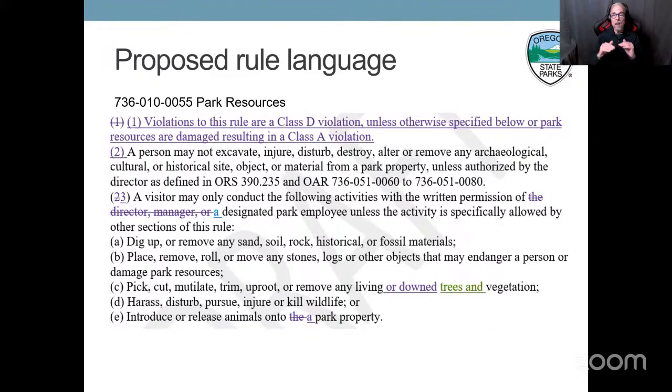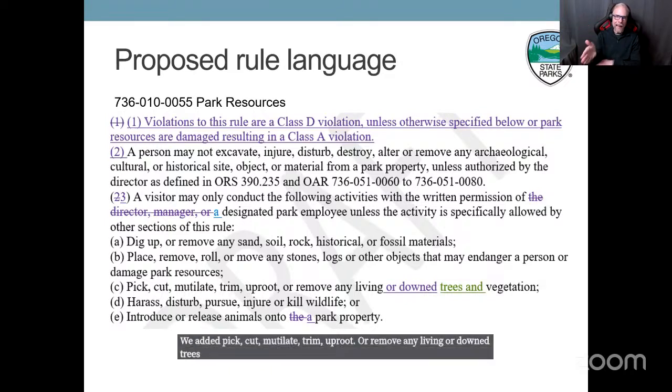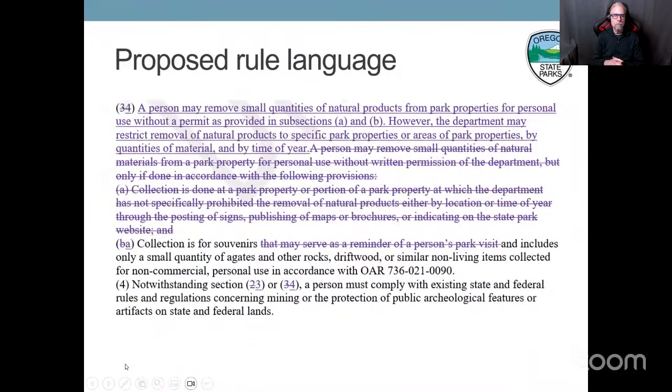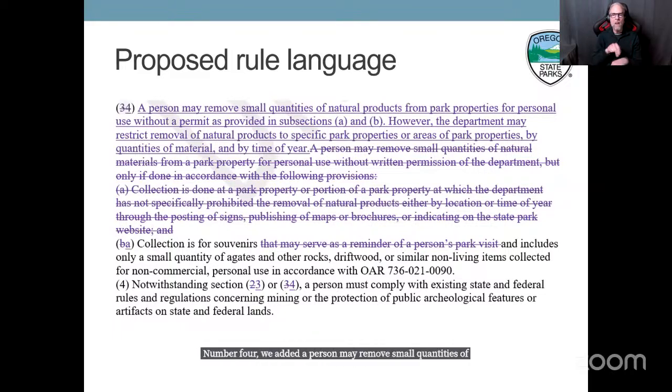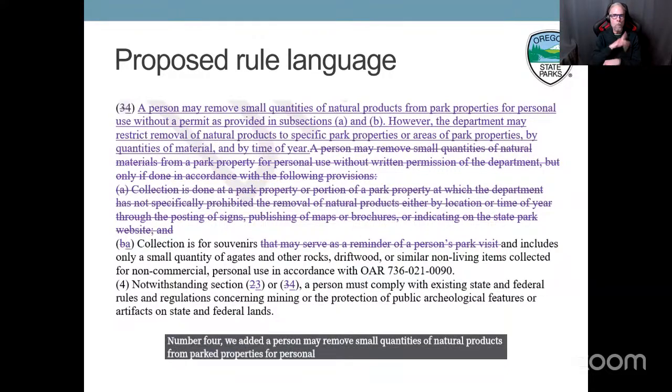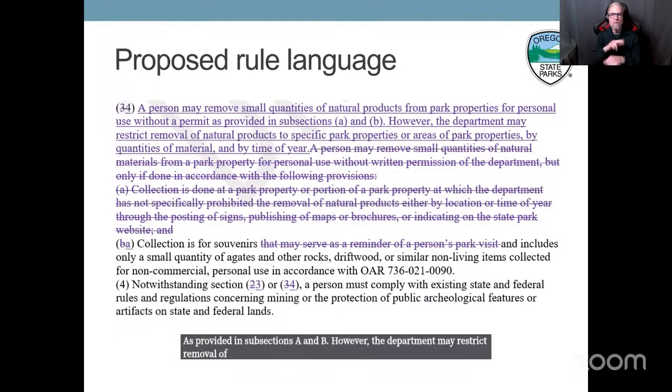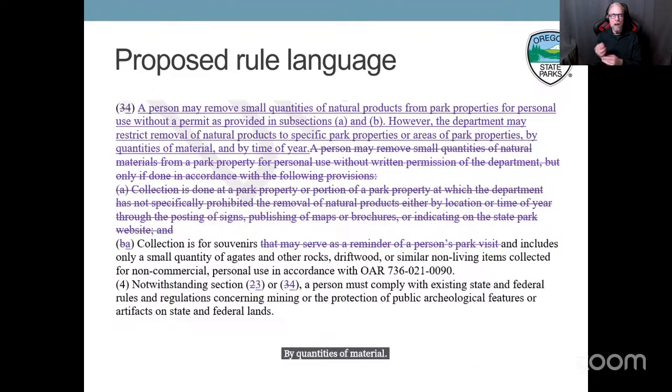Down below under 3C, we added pick, cut, mutilate, trim, uproot, or remove any living or downed trees and vegetation. Number 4, we added a person may remove small quantities of natural products from park properties for personal use without a permit, as provided in subsections A and B. However, the department may restrict removal of natural products to specific park properties or areas of park properties by quantities of material and by time of year.